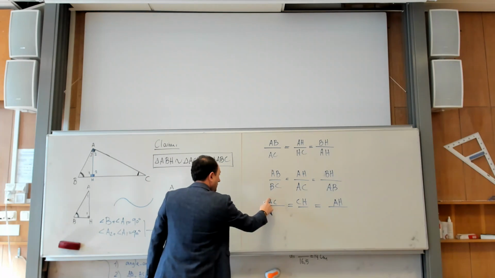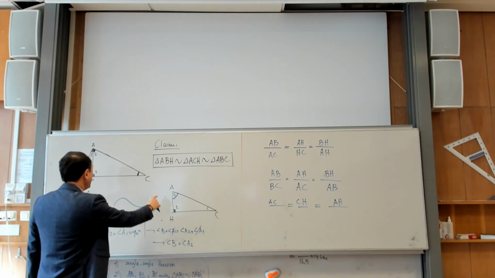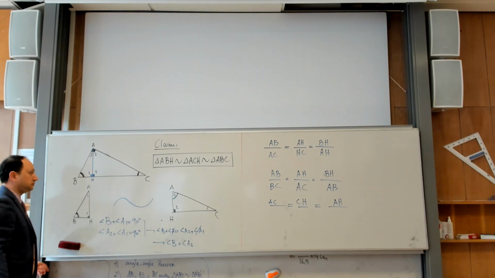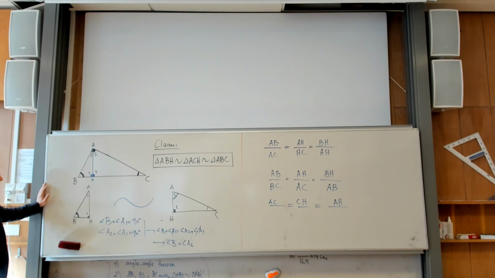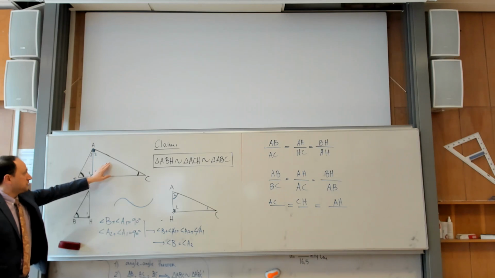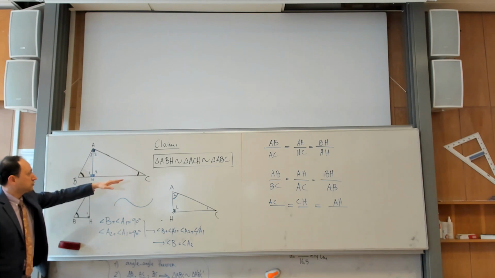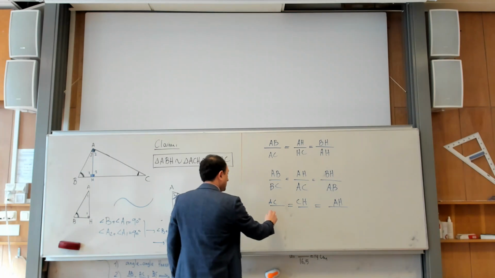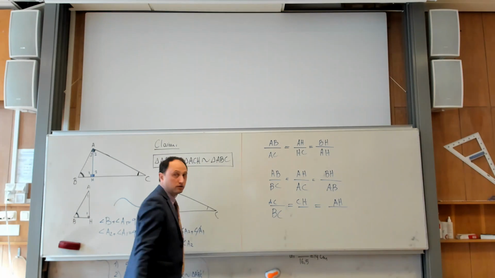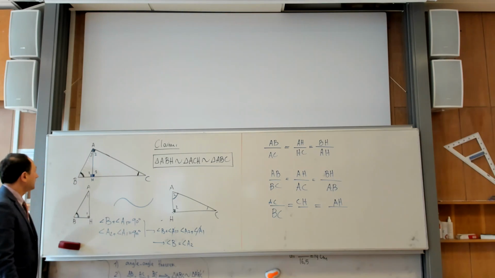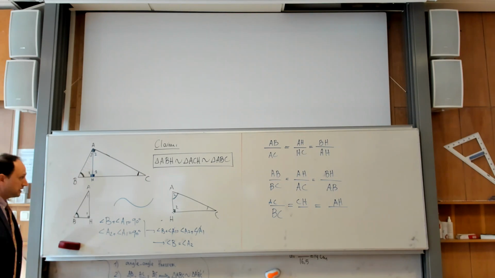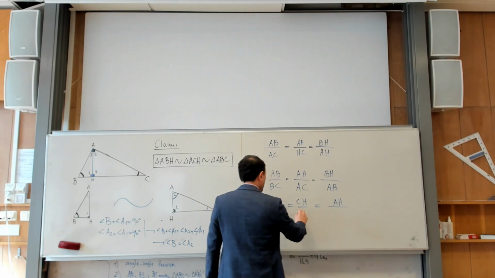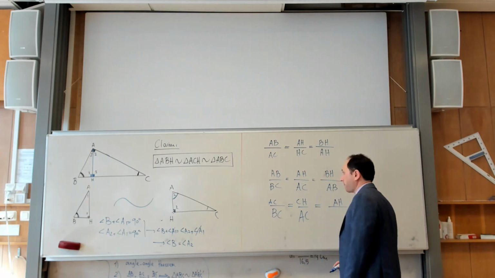So what should I write here for the bigger triangle? When I write AC for this smaller one on the right, what should I write from the bigger one? Yes? BC. BC. Thank you. And then CH, what should I write? AC. So let me check myself. Yes, AC. And then the last one, what is that last one? AB. AB.